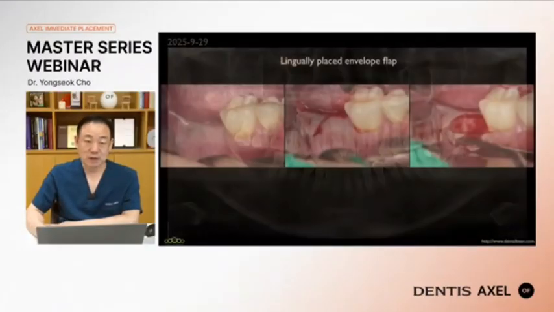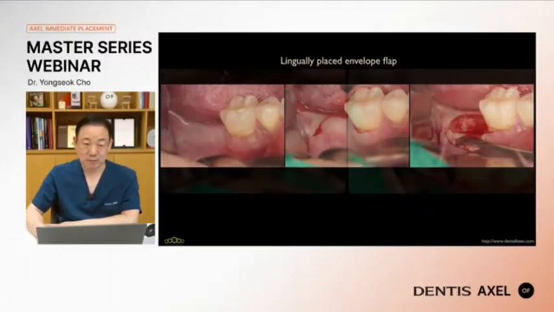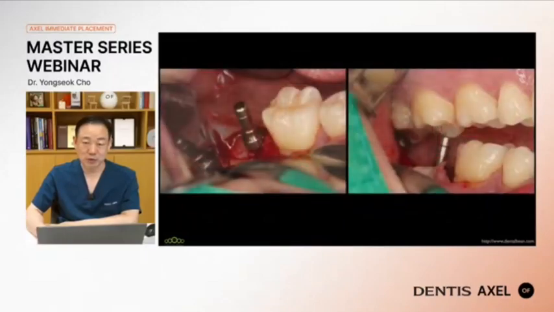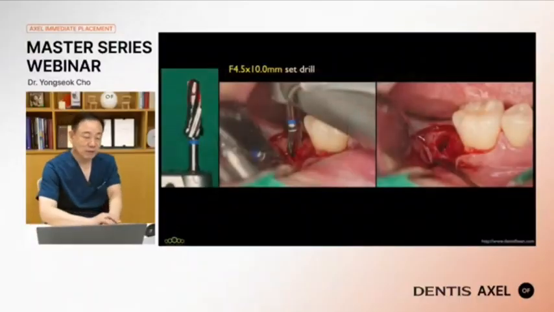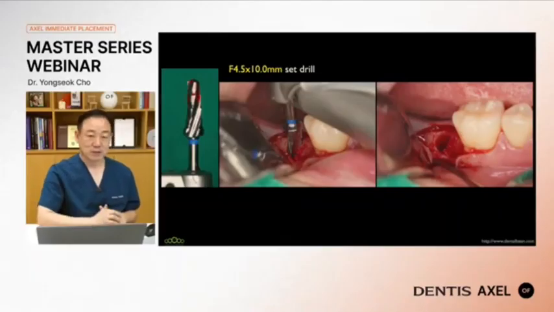Because of relatively insufficient keratinized tissue, again I tried the lingually placed envelope flap and marked the entry point, prepped the osteotomy, and verified the angulation of the implant considering the opposing dentition. My last drill was a 4.5 by 10 millimeter set drill. Okay, and look at the right picture.